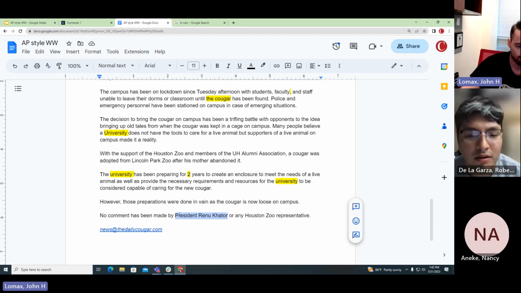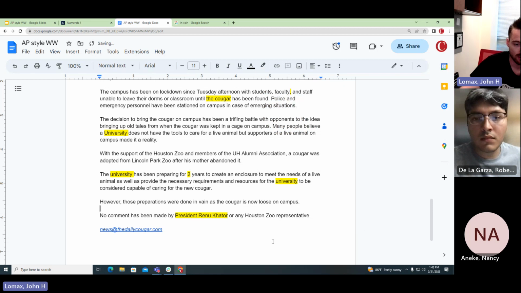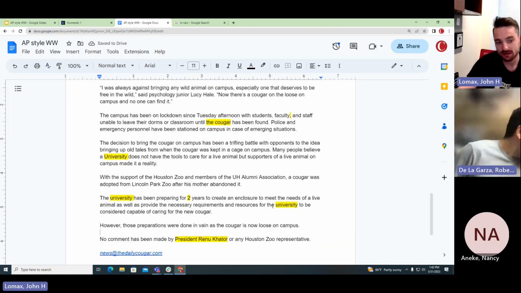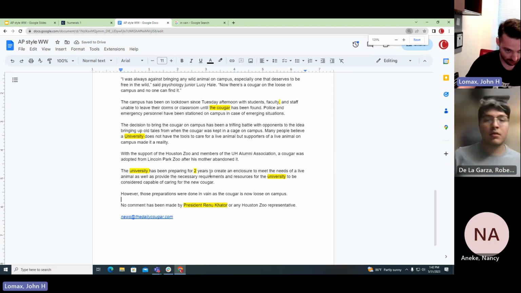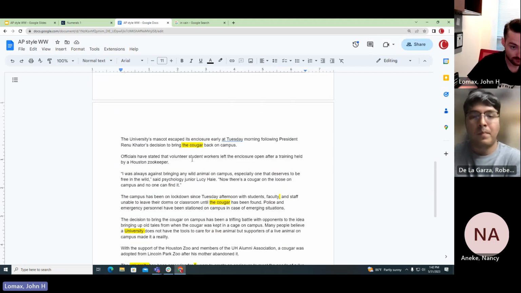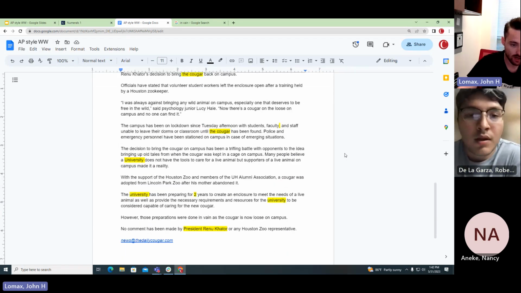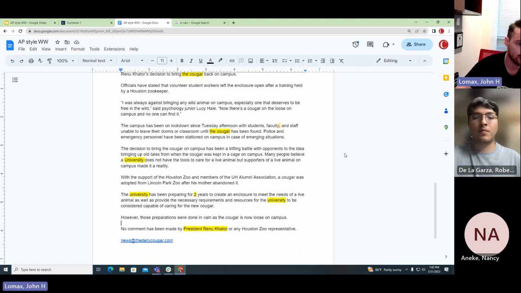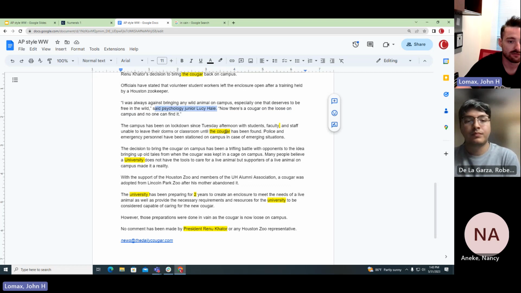This should just be Couture, because we already introduced her in the lead. Honestly, in terms of errors, this isn't the worst copy in the world. Sometimes you'll have a lot more problems. But really, where style becomes crucial is when it comes to attribution and stuff like that.